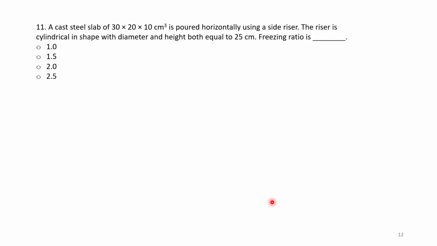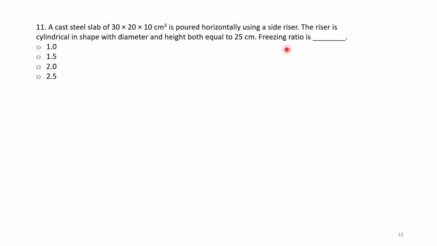Next question is, a cast steel slab of 30 times 20 times 10 centimeter cube is poured horizontally using a side riser, and the riser is cylindrical in shape with diameter and height both equal to 25 centimeter. So the freezing ratio you have to calculate. Your options are 1, 1.5, 2 and 2.5.